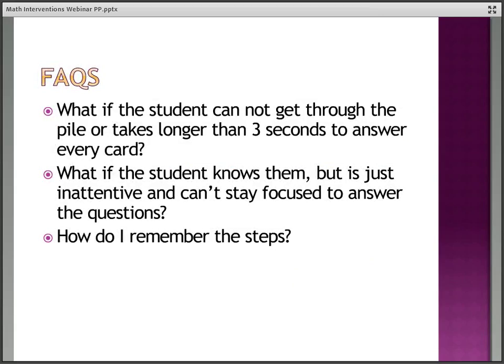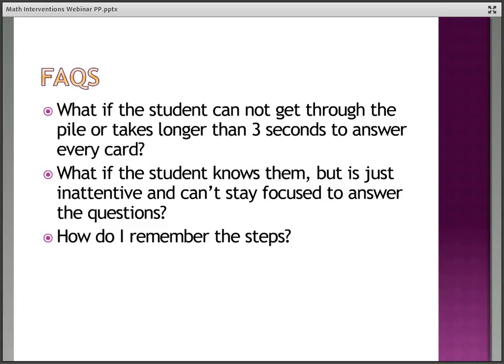What if the student cannot get through the pile or it takes them longer than 3 seconds to answer every card? Well, you might need to choose a different intervention because this is for building fluency. So if they don't know enough facts that quickly, then that might mean that you need to go back to an acquisition stage or an acquisition intervention where they need to learn the skill first.